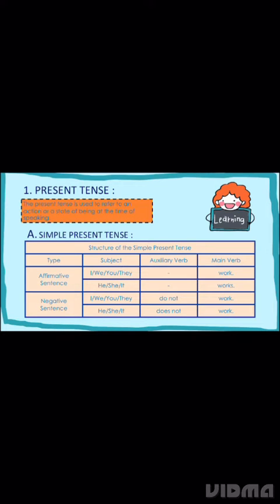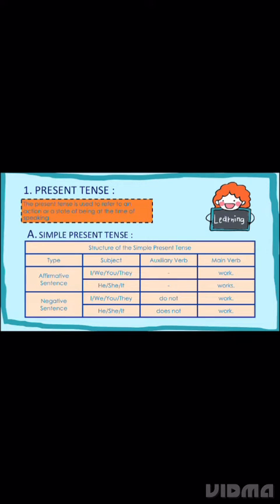So how do we make it a negative sentence? We have to add a negative word. Do not. That is our auxiliary verb or the helping verb. I do not work. How are we going to use it with we? We do not work, you do not work, and they do not work. These are our negative sentences. In the negative sentence, we need to add the auxiliary verb or helping verb that is in the negative type.